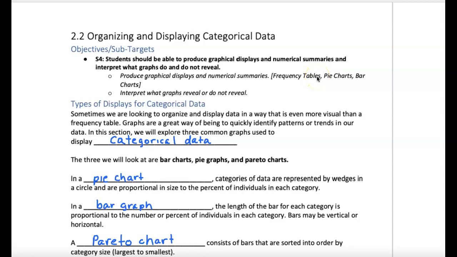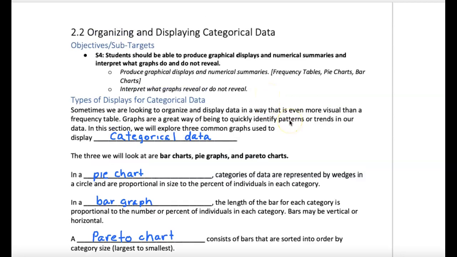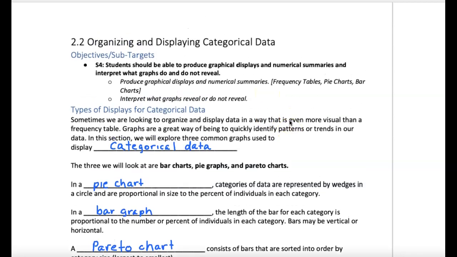So we continue our discussion on what we do with our data. Previously we looked at frequency tables, how we organize data after it's collected into a frequency table. Now that is nice to have, and many people prefer to look at data in a table. Some people, and sometimes more appropriate, prefer to display data in graphical forms, in graphs, in charts, right?